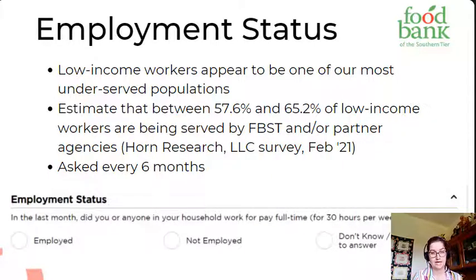Now, if we look at employment status, the reason behind this is that low-income workers appear to be one of our most underserved populations for the Food Bank of the Southern Tier. And Lisa Horn estimated that between 57.6% and 65.2% of low-income workers are being served by the food bank and/or partner agencies. So that leaves a pretty big portion of low-income workers that are not being served. So the question is, how can we reach them? And this question would be asked every 6 months, the employment status question.